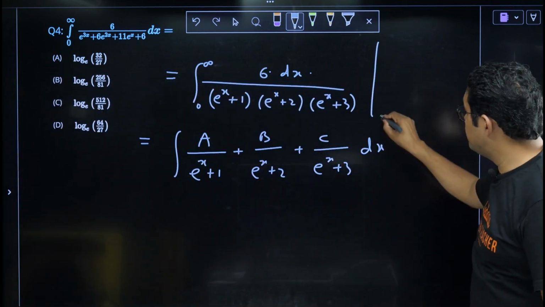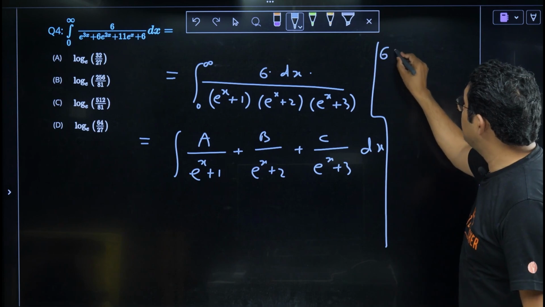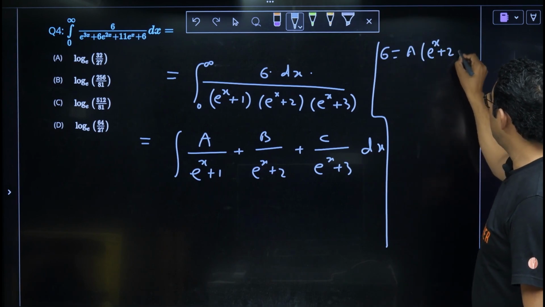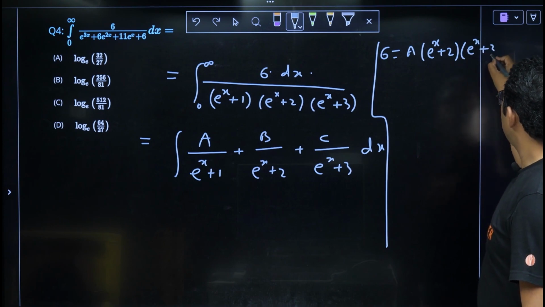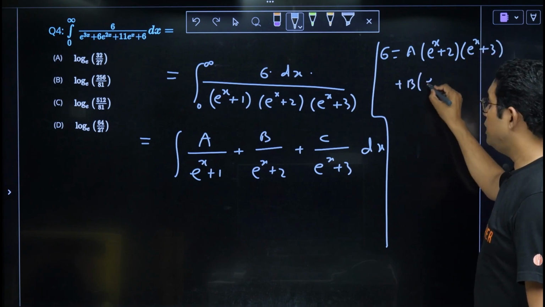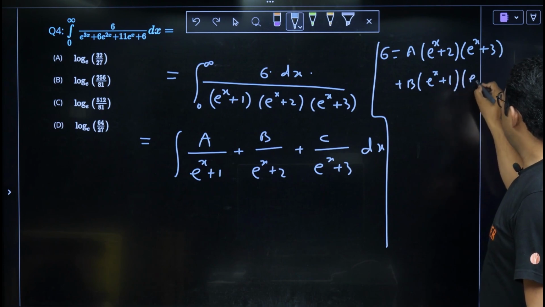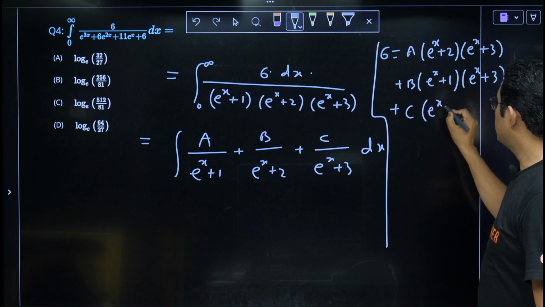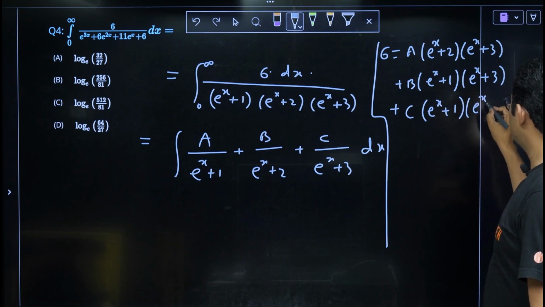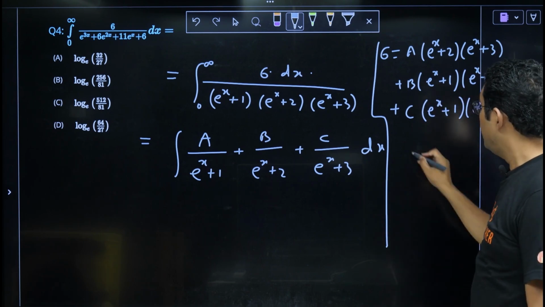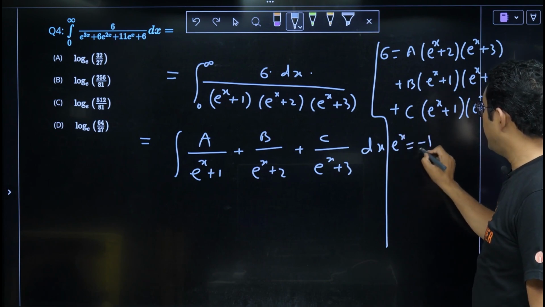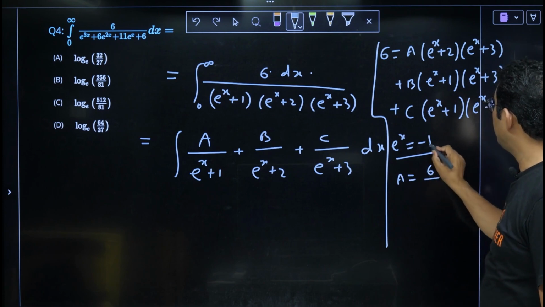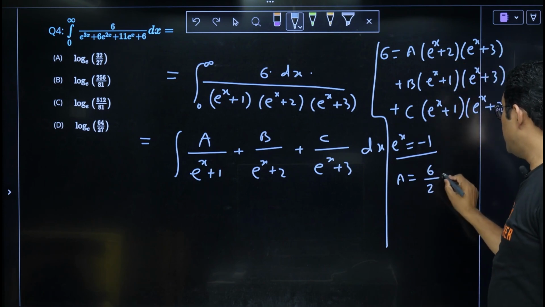So what will this be? Let me do this calculation here. So that 6 will be equal to A into e power x plus 2 into e power x plus 3, plus B into e power x plus 1 into e power x plus 3, plus C into e power x plus 1 into e power x plus 2. Okay. Now here to find this A, B, C, we put the values. Like we will put e power x as minus 1. So these 2 will become 0. We get A to be equal to 6 upon, I think if I put minus 1 here, so 1 into 2, 2. So that will be equal to 3.